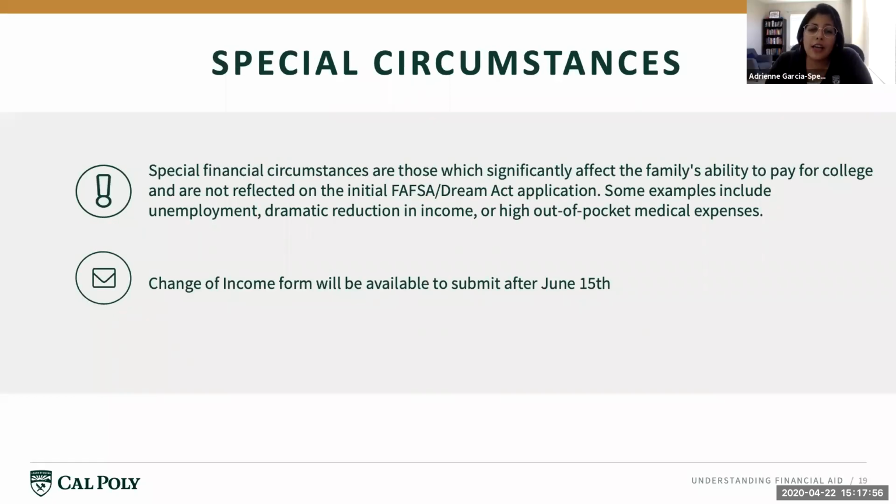Yeah, so we encourage families who have experienced a loss of income to submit a change of income appeal, which will be available on our website after June 15th. For now, families do need to plan for the financial aid currently offered on their financial aid package, but we do review all appeals. And so if you've been impacted by unemployment or a dramatic reduction in income, or maybe you have high out-of-pocket medical expenses that weren't accurately reflected on the FAFSA or California DREAM Act application, you can submit a special circumstance form or that change of income form as needed.